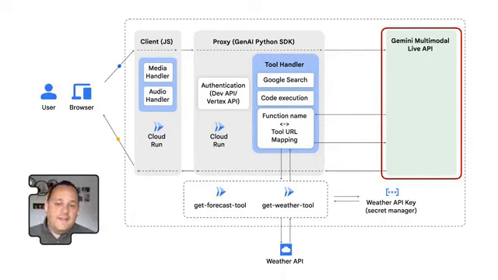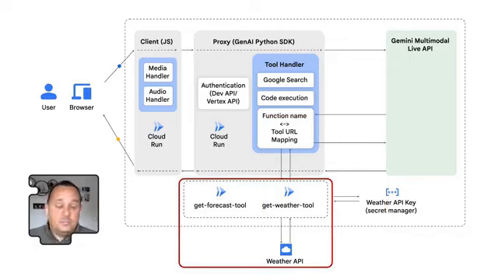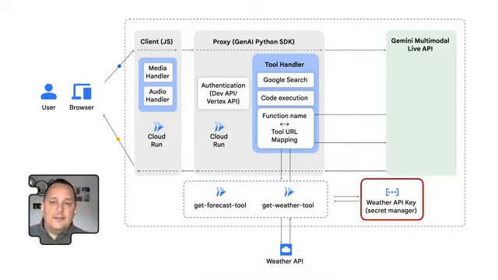Now, the neat part is that you can actually build your own tools and your own agents in order to customize it and give it the capabilities that you would want. So in this case, we have a get weather tool that runs as a Cloud Run function, which will interact with the weather API whenever the user is asking about weather-related questions.